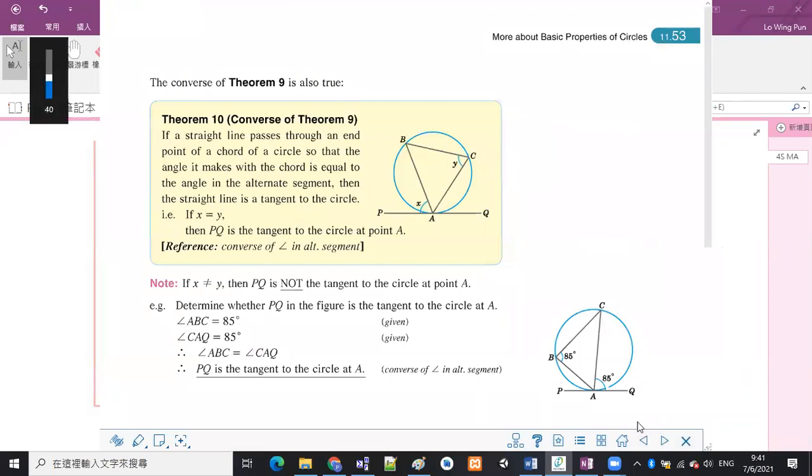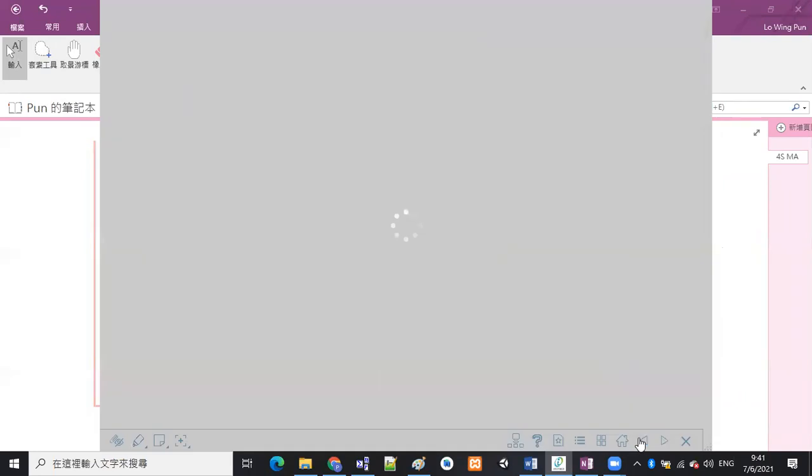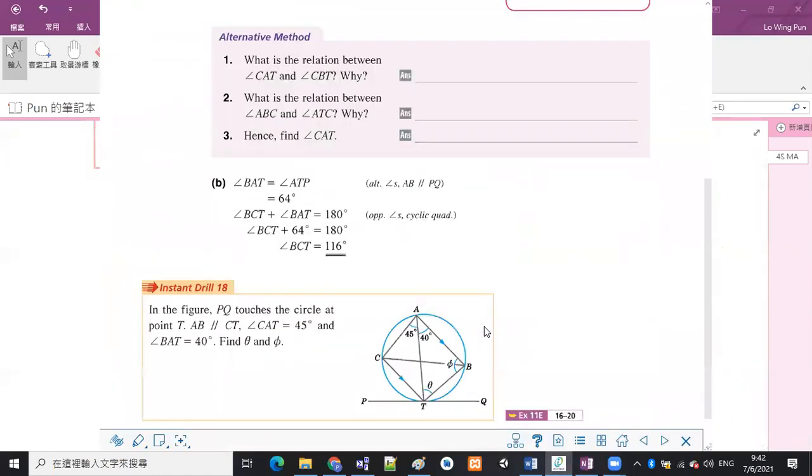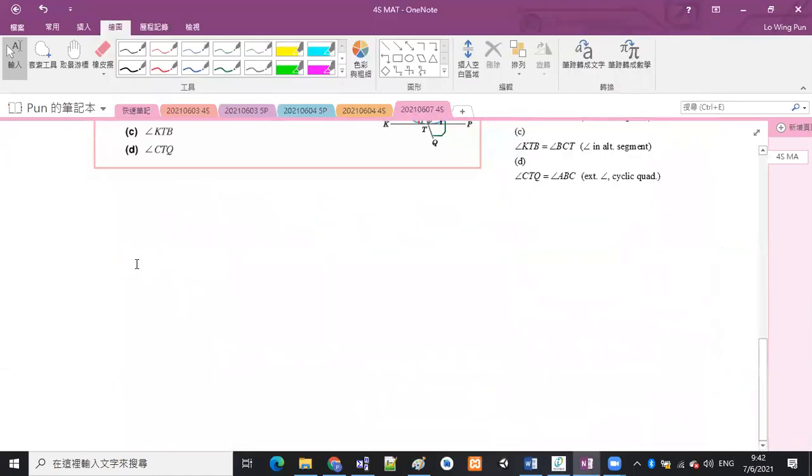Teacher, can you explain exercise 11F, question 24, the last part? Okay, wait a moment. And so I'll give you 6 minutes to do this. No, just 5 minutes. 5 minutes.